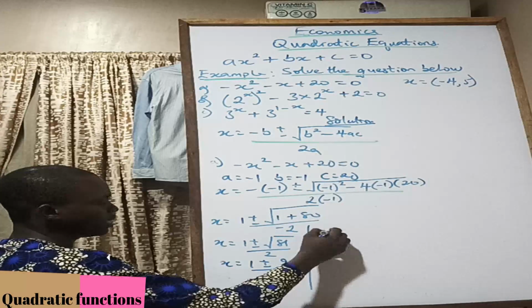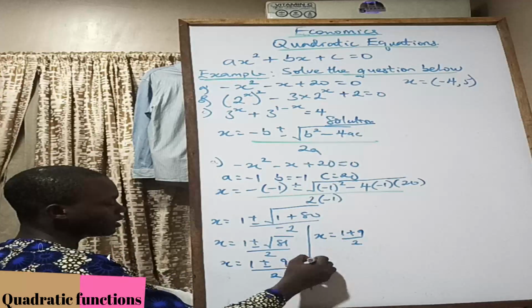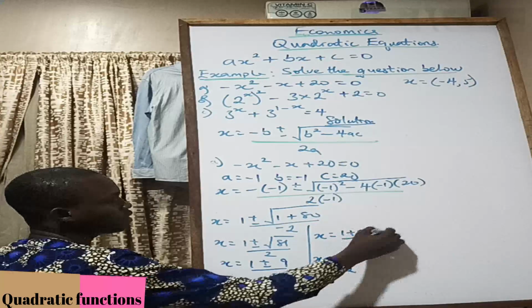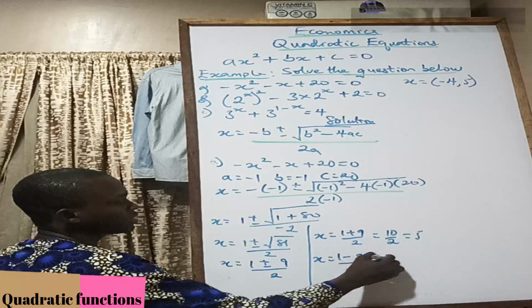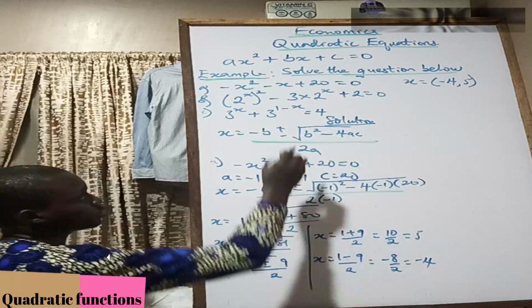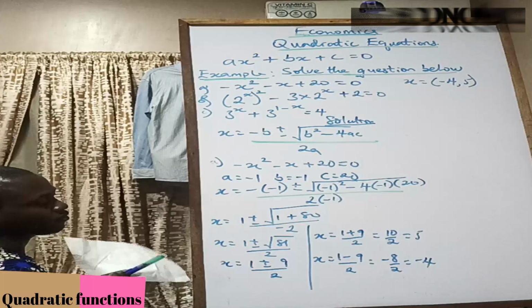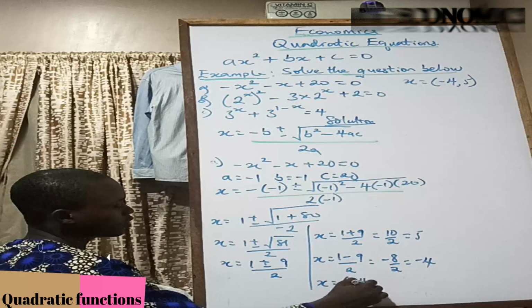The first one, x equals 1 plus 9 over 2. The second one, x equals 1 minus 9 over 2. 1 plus 9 over 2 is 10 over 2, and this is equal to 5. 1 minus 9 is minus 8 over 2, and this is equal to minus 4. Remember the answers we got, that x is either minus 4 or 5. So we've gotten the same thing again. So x equals minus 4, comma 5.